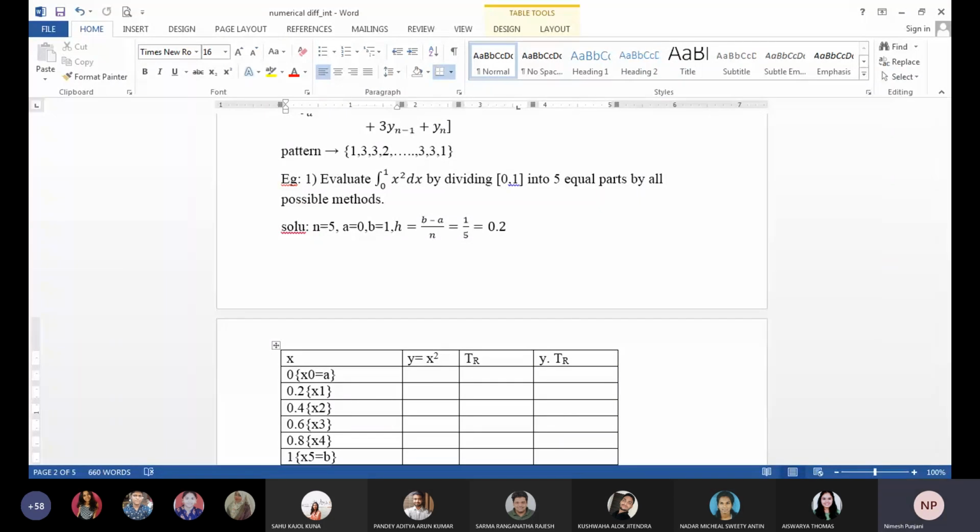Okay, we are getting b as x5. So are these values of x clear to everyone? Yes, sir. Okay, so once you get your x, you can get the values of y.